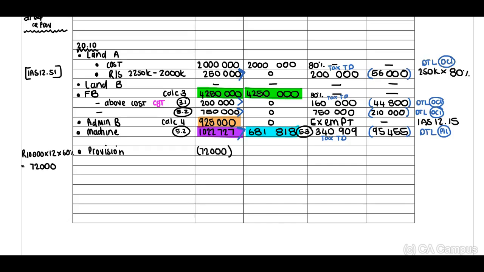What is the tax base? The tax base of a liability will be the carrying amount minus the amount that will be deductible in future. Therefore, the carrying amount is our 72,000 minus the amount that will be deductible in future, the 72,000, as and when this is actually paid.